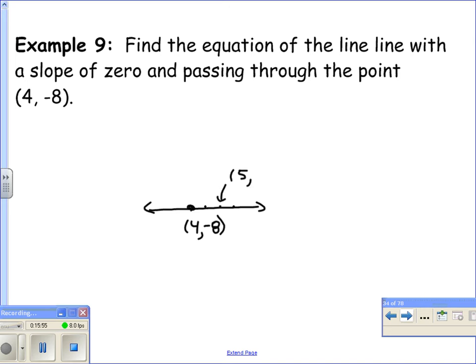This point might be 5, -8. Okay, and then 6, -8, and 7, -8, and so on. So again, you realize that those are the same, so the equation of this line is this.